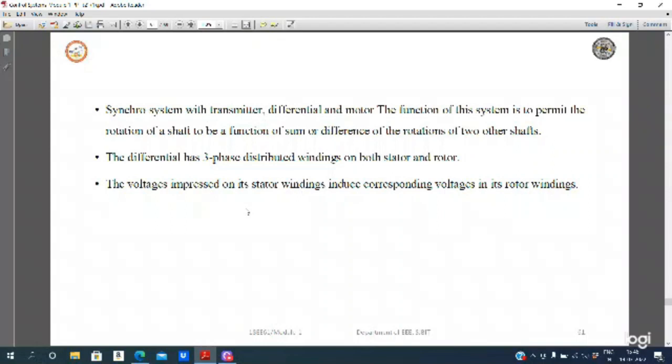Then the synchro system with transmitter, differential and motor. The function of the system is to permit the rotation of a shaft to be a function of the sum or difference of rotations of two other shafts. The differential has three-phase distributed winding on both stator and rotor. So the differential synchro has three-phase distributed windings on both stator and rotor. The voltages impressed on its stator winding induce corresponding voltage in the rotor winding. So this is all about this session.